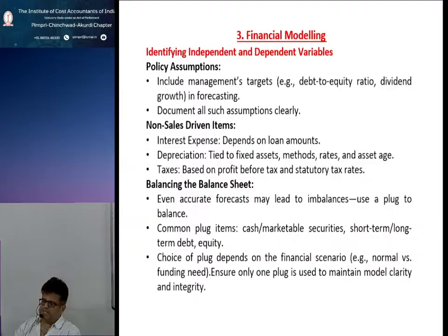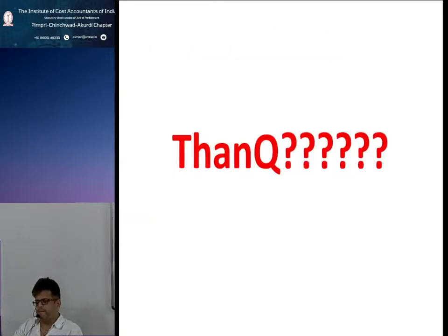Then we saw balancing the balance sheet. Even an accurate forecast may lead to imbalances, and in such a case use a plug to balance. Typically the common plug, or the common plug means the residual figure. Normally the common plug items are the cash, marketable securities, and or short-term, long-term debt and equity. So the choice of plug depends on the financial scenario, for example, normal versus funding need. Ensure only one plug is used to maintain model clarity and integrity.